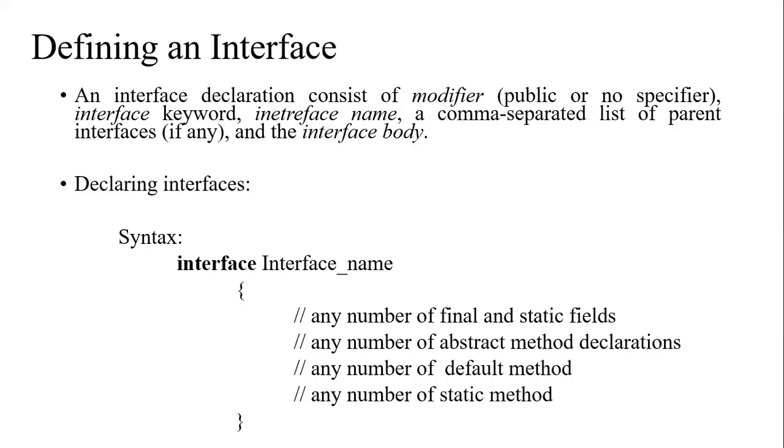From version 1.8 onwards, you are allowed to put final and static fields, default methods and static methods. Previous to version 1.8, only abstract methods were allowed in an interface, but from version 1.8 onwards you can include final and static fields, default methods, and static methods. Clear? So this is the syntax of your interface.